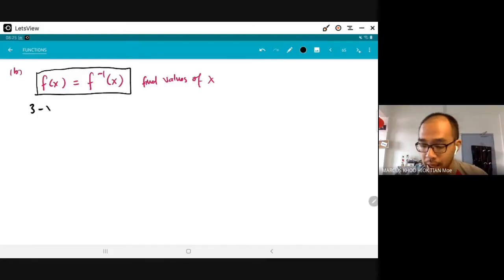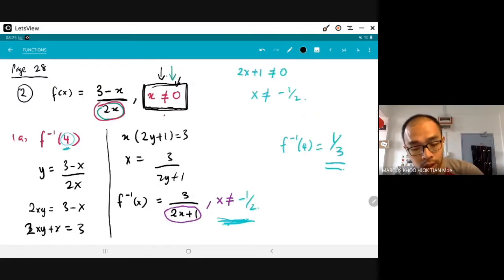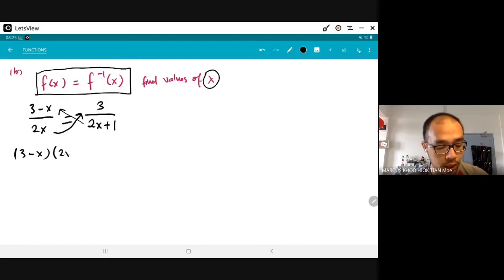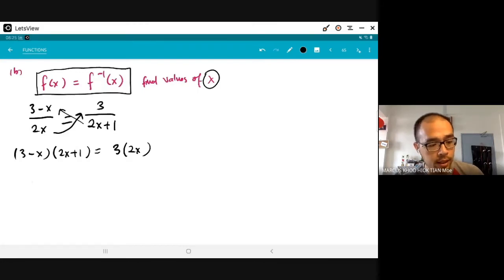So 3 minus x over 2x equals, what is the inverse? 3 over 2x plus 1. Okay, if I want to find x, I have to simplify this. So the best thing to do is cross multiply. Bring this here, bring this here. So I will get 3 minus x times 2x plus 1 equals 3 times 2x. Okay, I cross multiply.